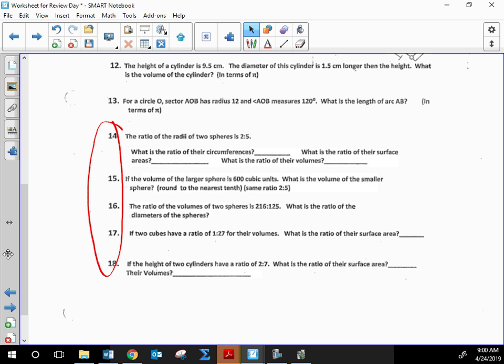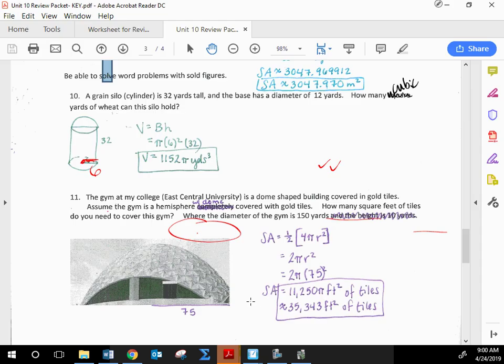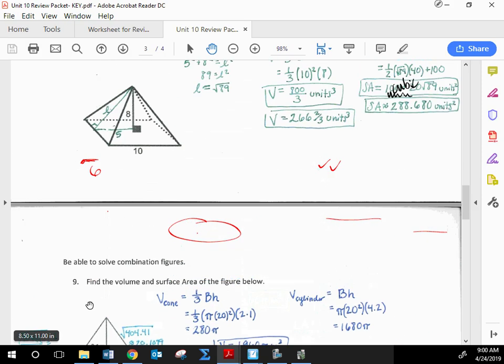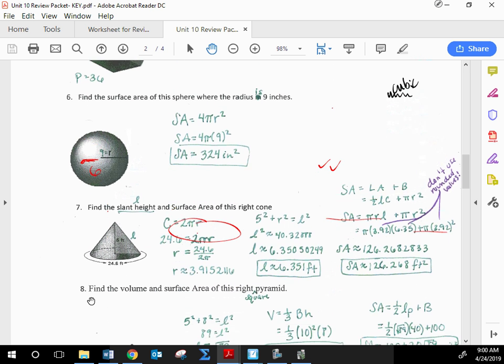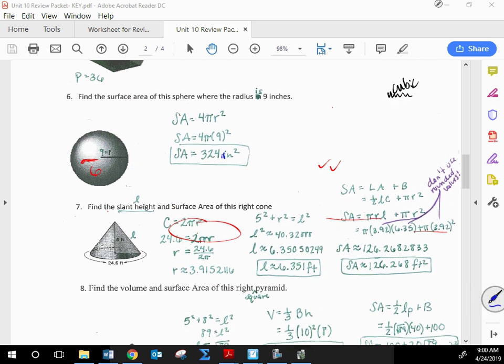Guys, on our review packet, thank you, Megan. Megan pointed out that for number 6, I lost my pi. It should be 324 pi. So guys, always have units. If there are no units given to you, put that U squared, U cubed.